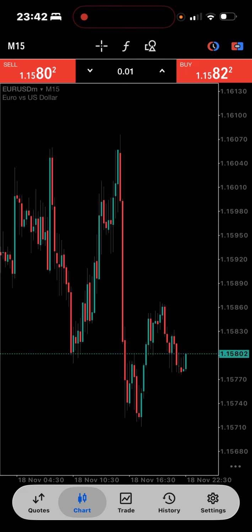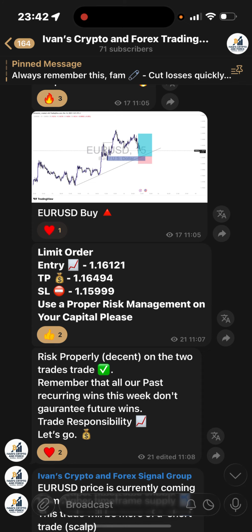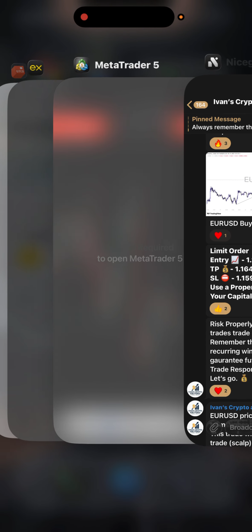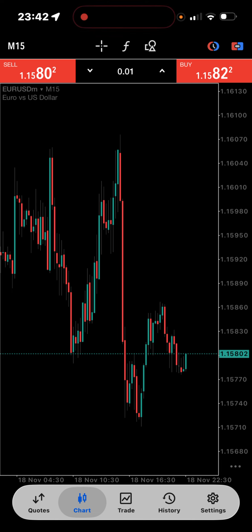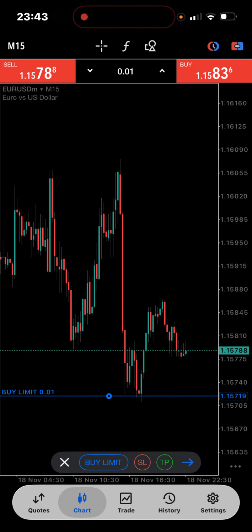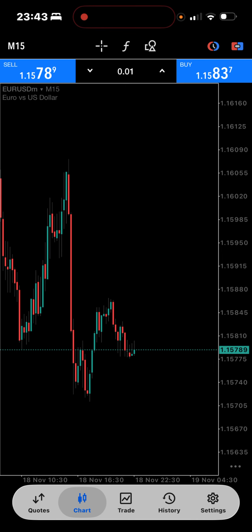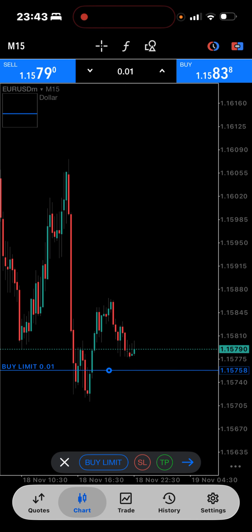So now back to this Euro USD. What was the signal again? Buy Euro USD limit order. So you get back to the entry, 1.1612. You get back to the chart, and then at the top right you're going to see two icons above the buy button. One that looks like a wallet, and one that looks like a clock. So a clock is what you use to set your limit order. It's literally telling you that it's a clock. It means that it's not executed. It's going to execute when price gets there.